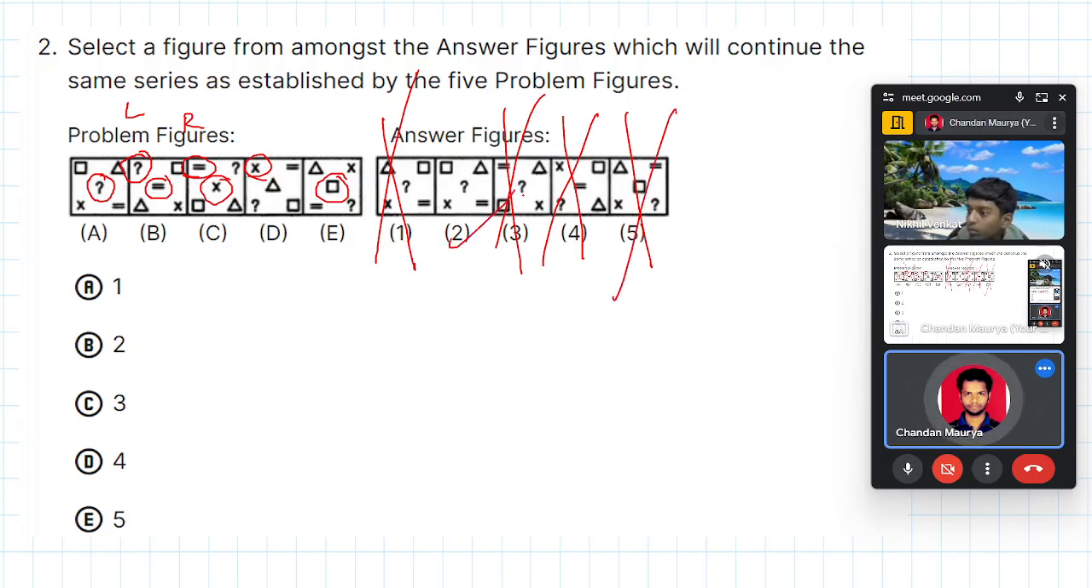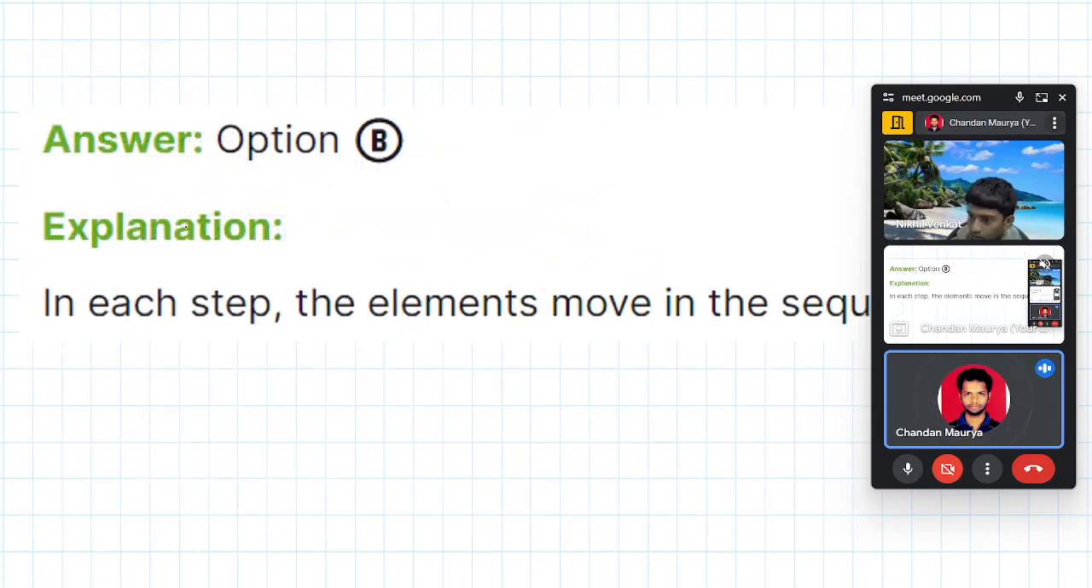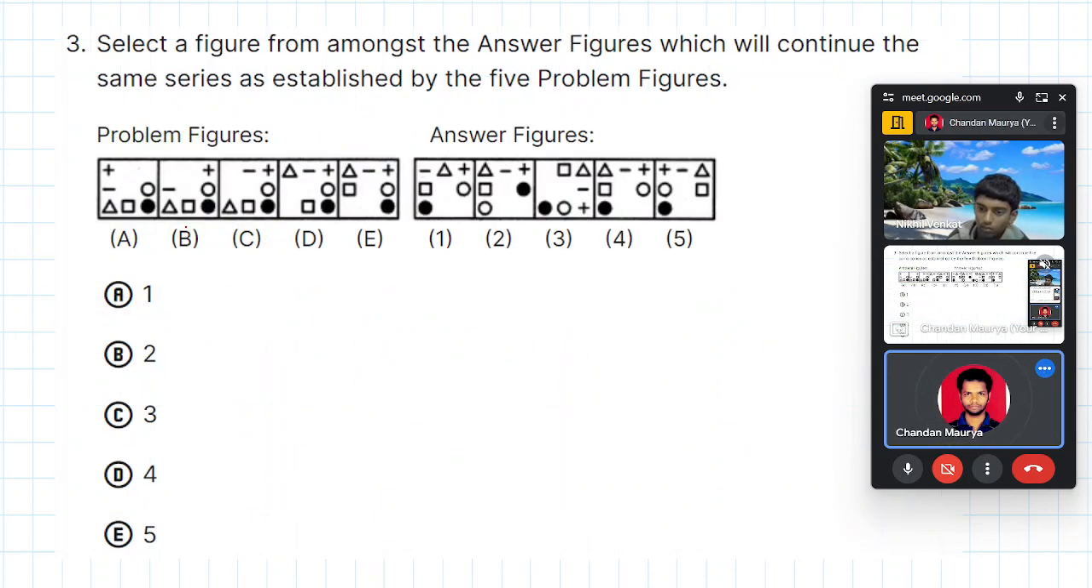Option number two. What do you think? Yes, Nikhil. Yes, we found a pattern, that the middle one is going in the top left corner. Correct? So I guess option number two must be correct. Let's check it out. Fine. The reason given is in each step elements move in the sequence.